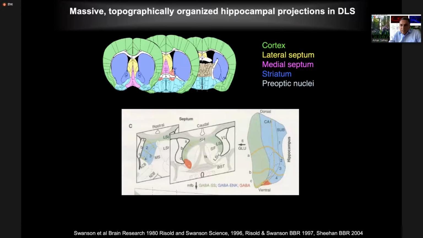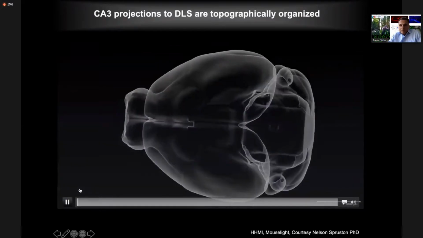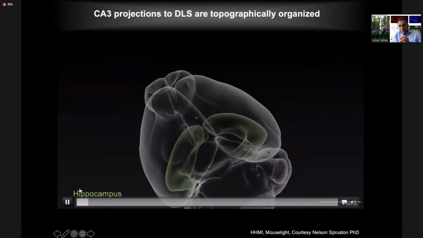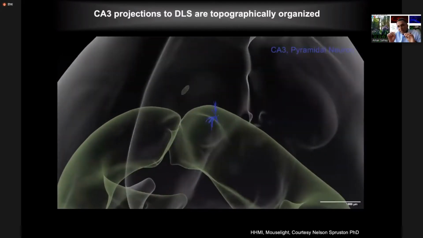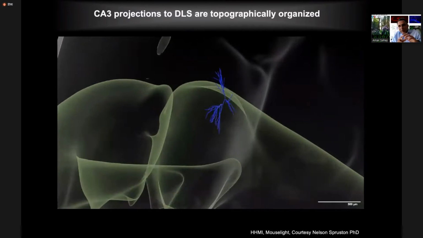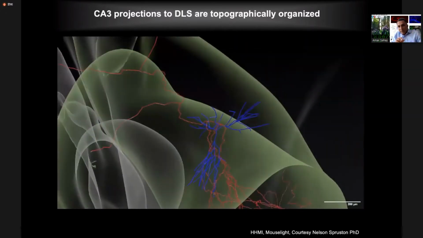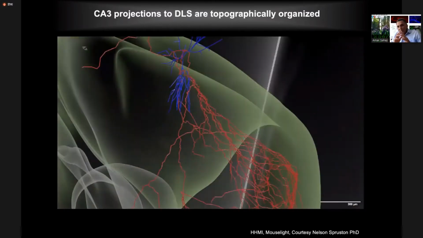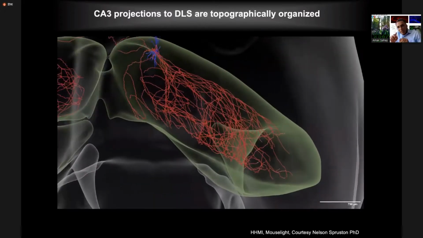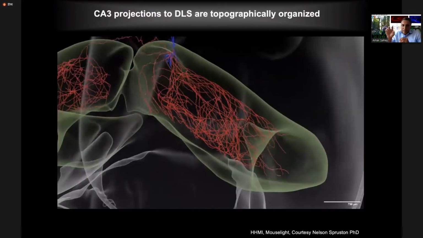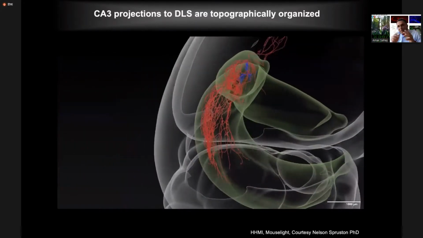Since then, this is an example now of a single neuron reconstruction, a single CA3 neuron. And what you can appreciate is the terminal arborization of the single CA3 neuron within ipsilateral CA1 in red and contralateral CA1. So this is the Schaffer collaterals. And you can see the rostroventrally projecting axons that terminate in the dorsolateral septum.